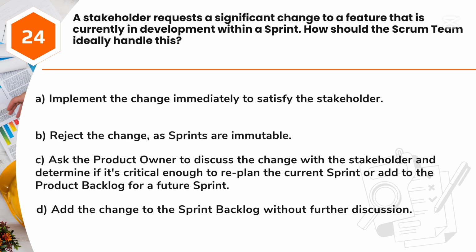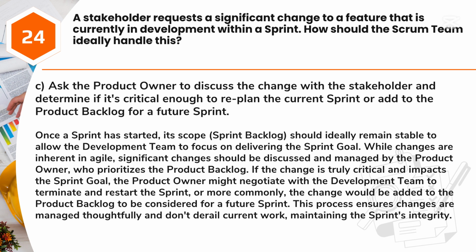Question 24. A stakeholder requests a significant change to a feature that is currently in development within a sprint. How should the Scrum team ideally handle this? A. Implement the change immediately to satisfy the stakeholder. B. Reject the change, as sprints are immutable. C. Ask the product owner to discuss the change with the stakeholder and determine if it's critical enough to replan the current sprint or add to the product backlog for a future sprint. D. Add the change to the sprint backlog without further discussion.